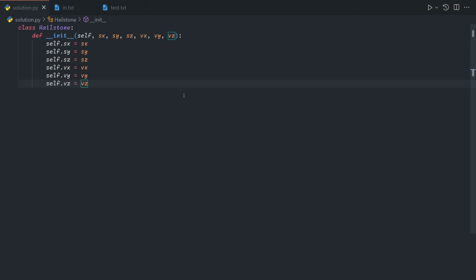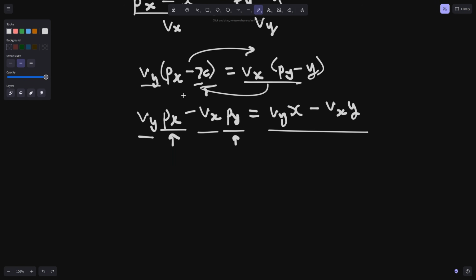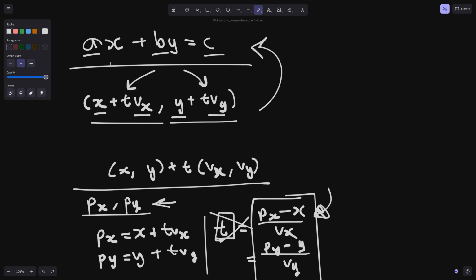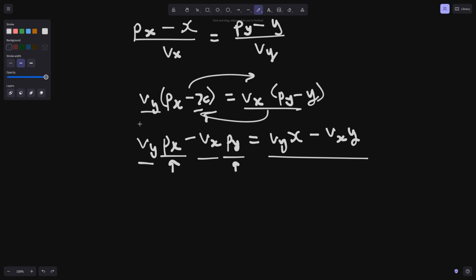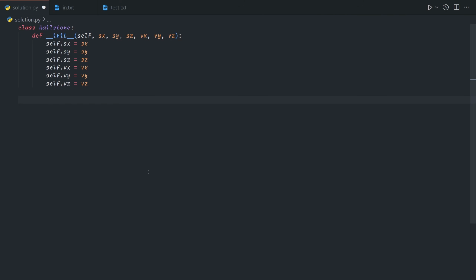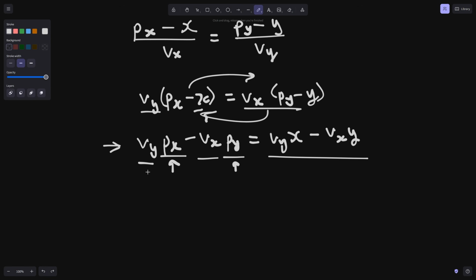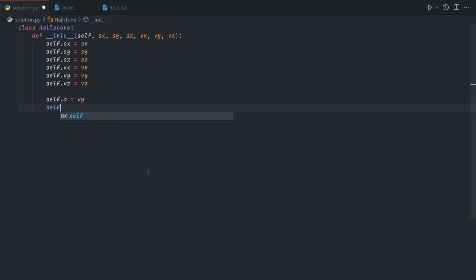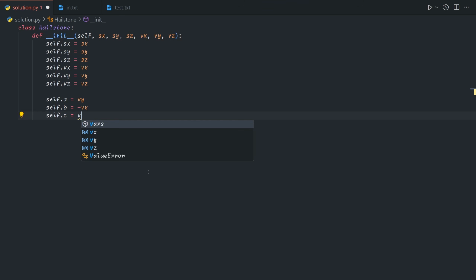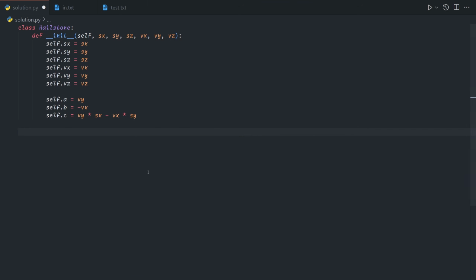Okay. And then we'll also store the a, b, and c constants, which we can get using this formula here. So self.a is equal to vy, self.b is equal to negative vx, and self.c is equal to vy times sx minus vx times sy.